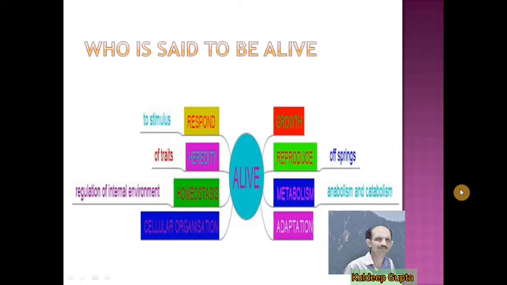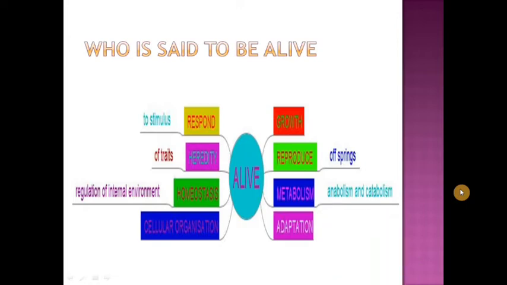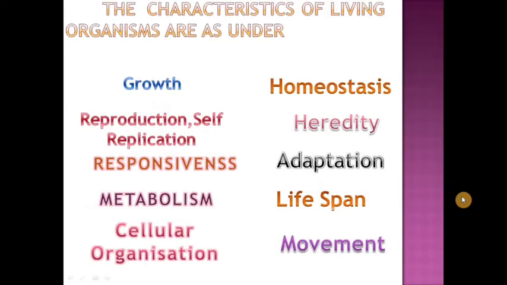Now we reach the point to explain who is said to be alive. Alive is one who exhibits growth, who can reproduce offspring, who exhibits the phenomena of metabolism, who shows adaptation, who has cellular organization, and who has the phenomena of homeostasis, that is regulation of internal environment, heredity of traits, and who can respond to stimulus. So from here we come to the characteristics of the living organism.